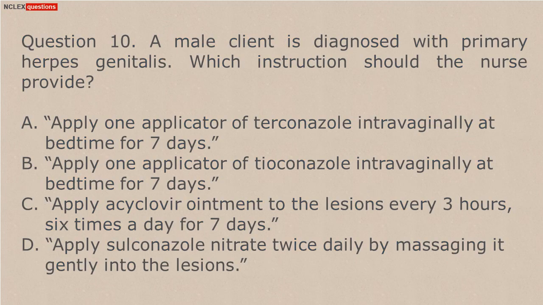Question 10. A male client is diagnosed with primary herpes genitalis. Which instruction should the nurse provide? A. Apply one applicator of terconazole intravaginally at bedtime for 7 days. B. Apply one applicator of sertaconazole intravaginally at bedtime for 7 days. C. Apply a cycle of ointment to the lesions every 3 hours, 6 times a day for 7 days. D. Apply sulconazole nitrate twice daily by massaging it gently into the lesions.